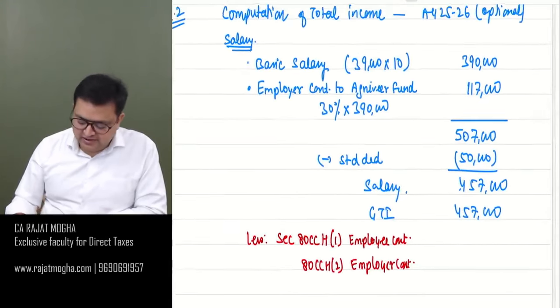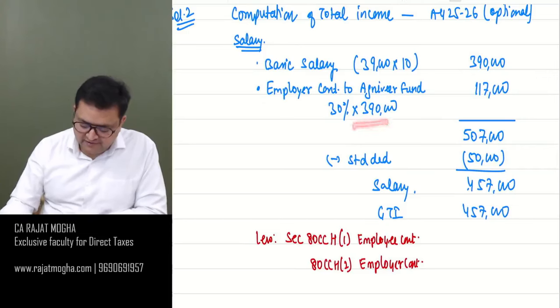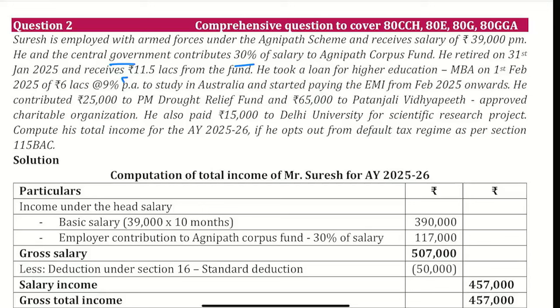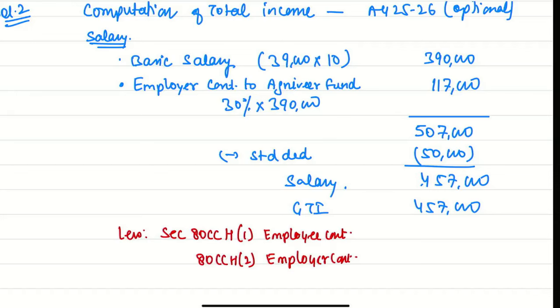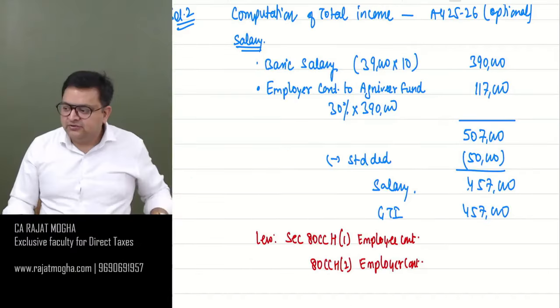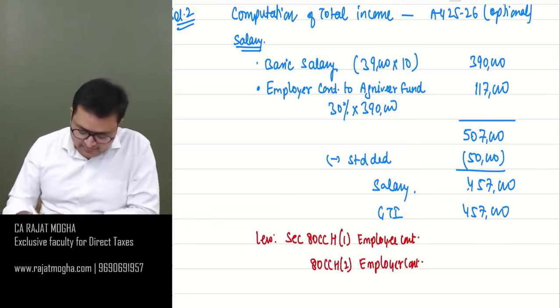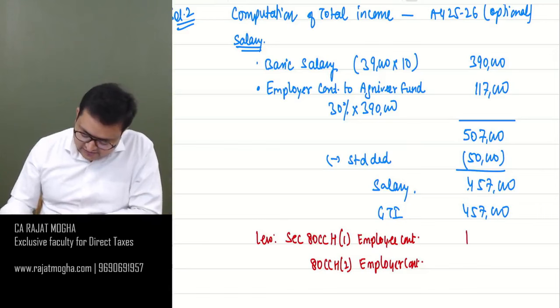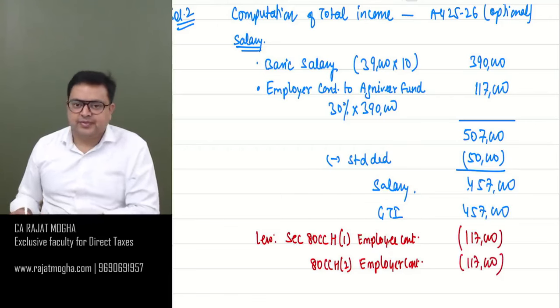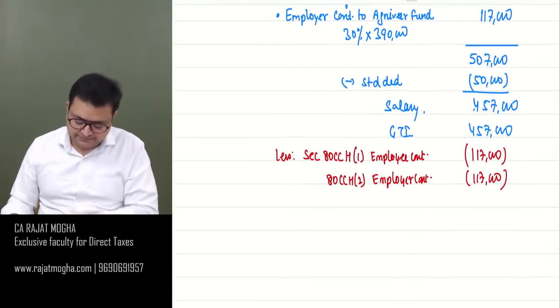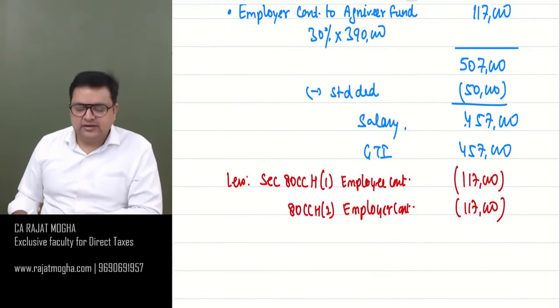And everyone is contributing 30%. It was given in the question that he and the central government contribute 30% of the Agniveer Corpus Fund. So he is also contributing 30%, which is 1,17,000. His employer is also contributing 1,17,000 each. So he will get this deduction: 1,17,000 under 80CCH1, 1,17,000 under 80CCH2. Correct? All okay?